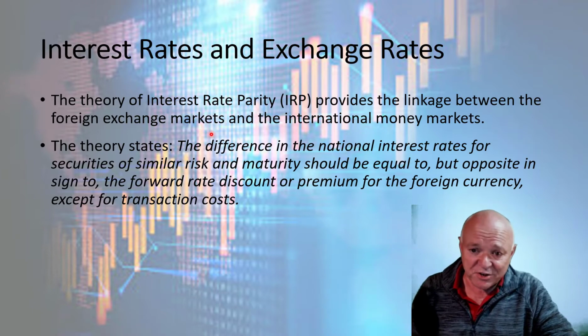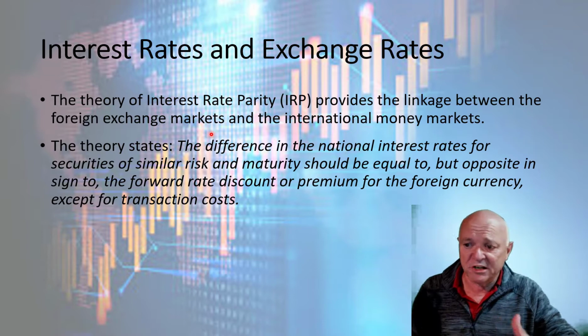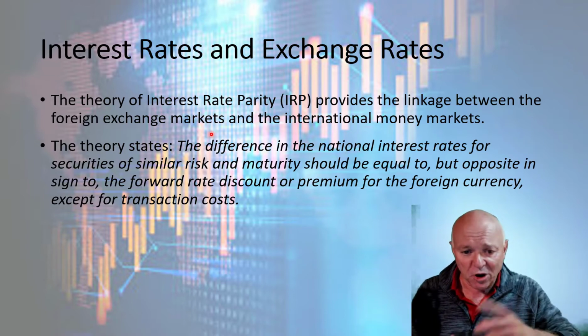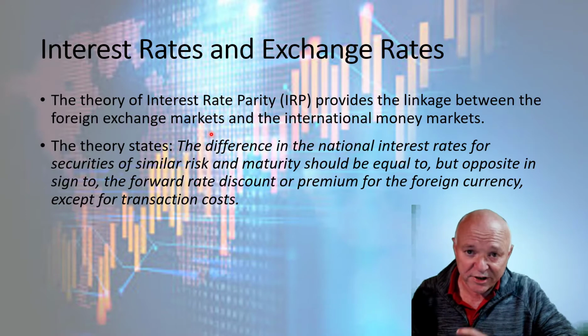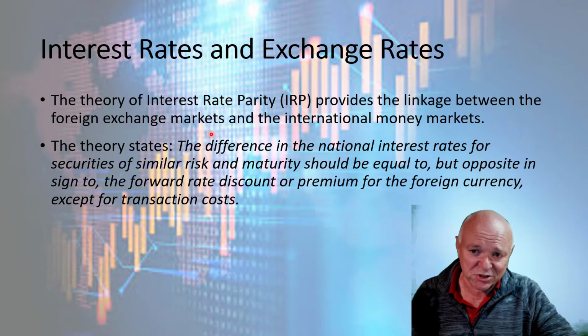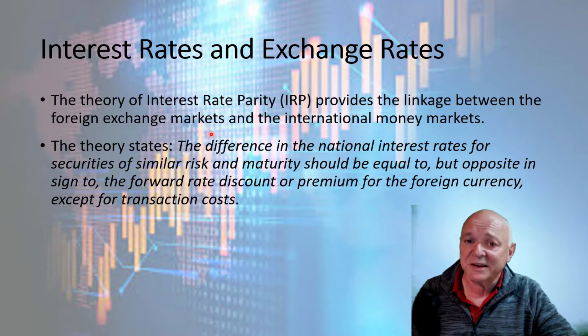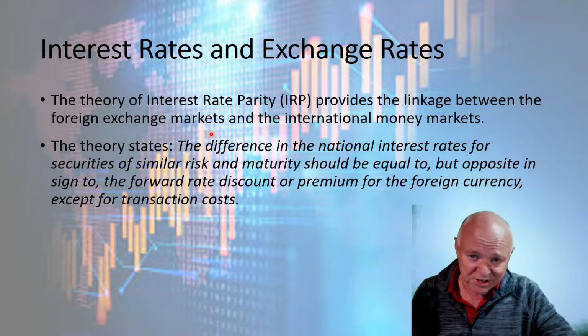The theory that helps us to understand that is called the interest rate parity theory. Essentially, it says the difference in national interest rates for securities of similar risk, maturity, and liquidity should be equal to but opposite in sign to the forward rate discount or premium for the foreign currency, except for transaction costs. So ignoring transaction costs, essentially it would say if there's a 4% premium for the US dollar versus the Swiss franc over 90 days, we'd expect it to lose 4% value. Equal and opposite sign.